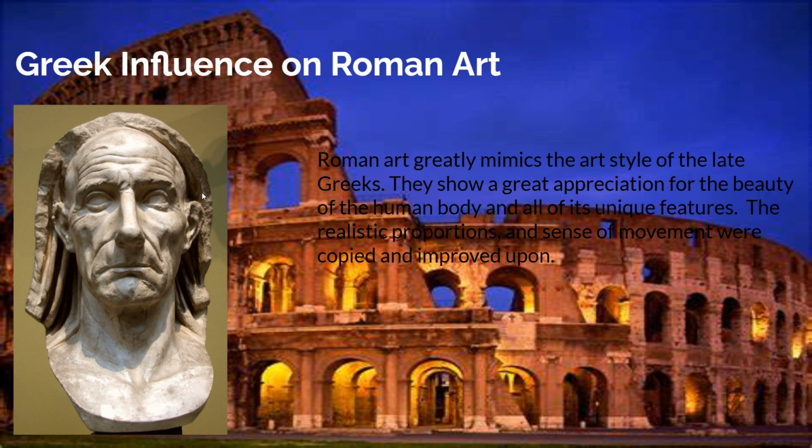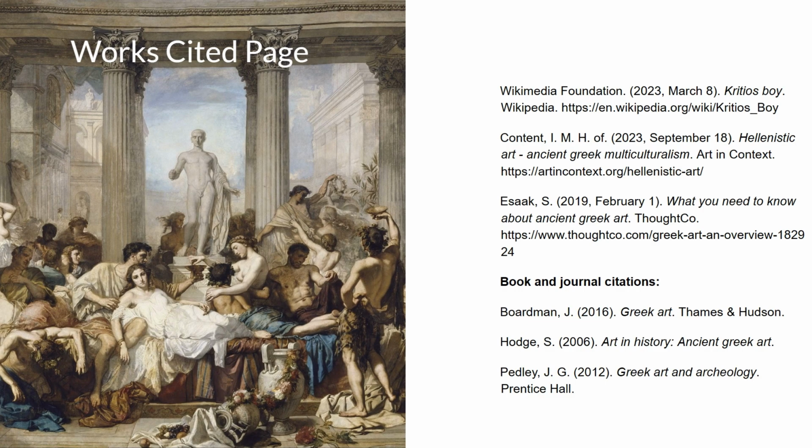The Greeks had a lot of influence on Roman art, as we can see in the sculpture here. Roman art greatly mimics the art style of the late Greeks. They show a great appreciation for the beauty of the human body and all of its unique features. The realistic proportions and sense of movement were copied and improved upon.